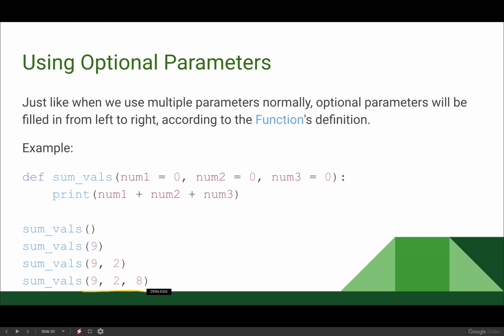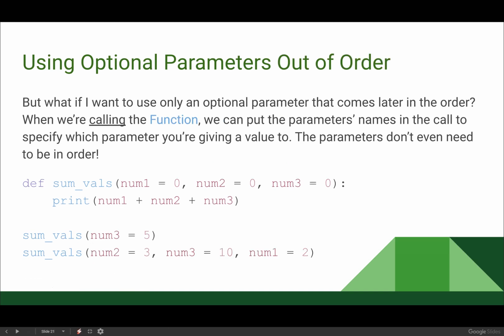And our last one, we are actually providing a value for all 3. So we get 9, 2, and 8. And that's going to give us 19. So with optional parameters, is that all clear? Does that all track? Cool. All right. We're going to practice this, so let me know if you have any questions.